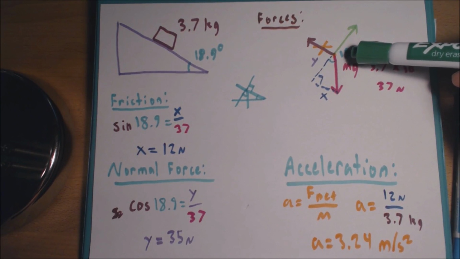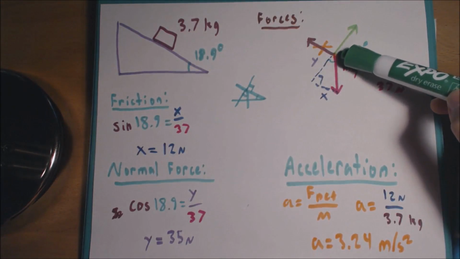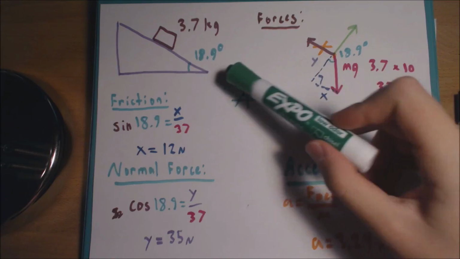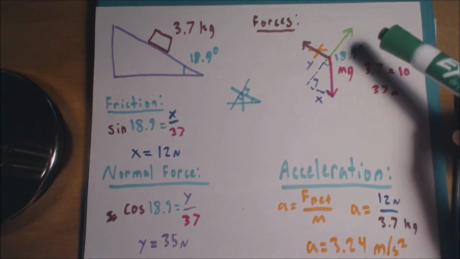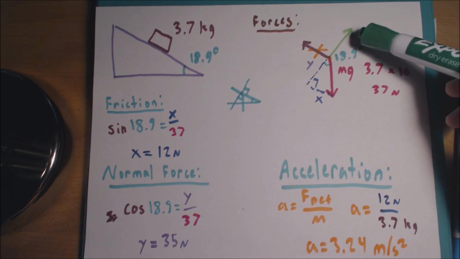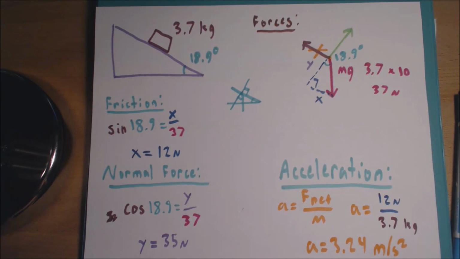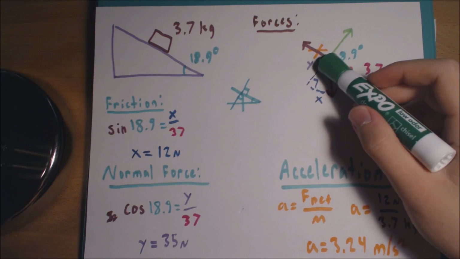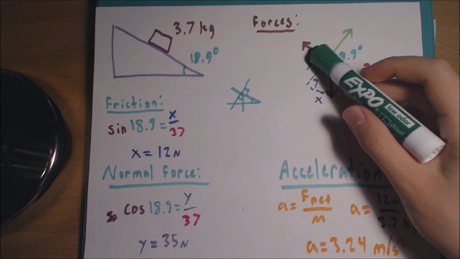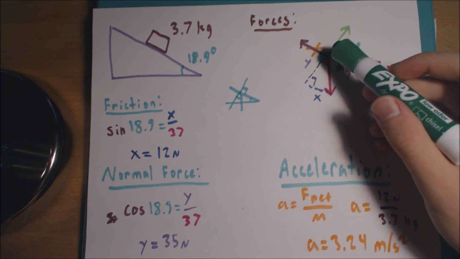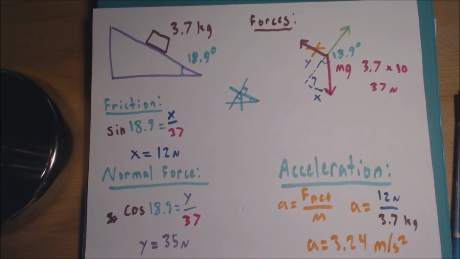Next, we're going to draw the normal force. This is perpendicular to the surface, and we don't know what that is, so we're just going to leave it unlabeled at the moment. We also have friction, which is going to be going in the opposite direction that the block would want to slide if this was a frictionless surface.